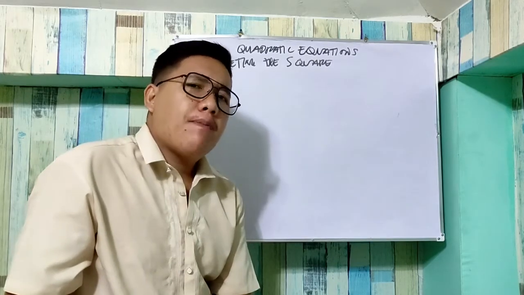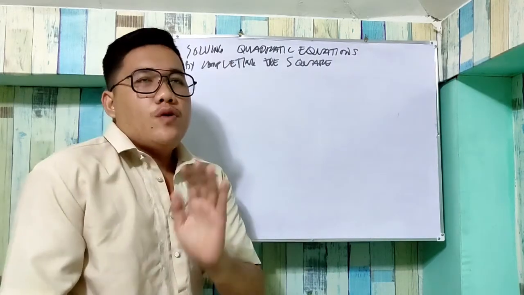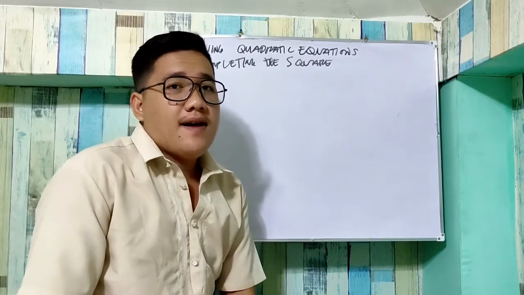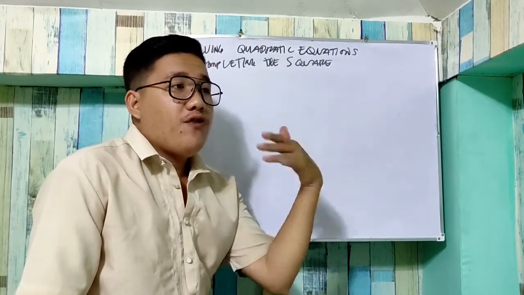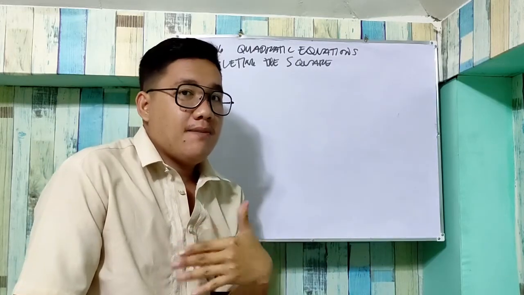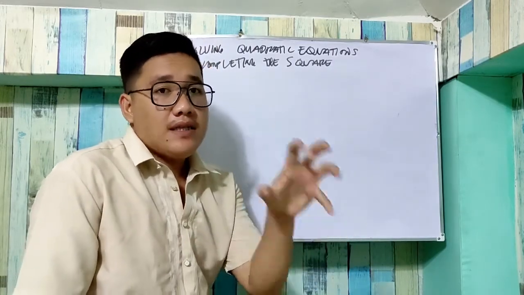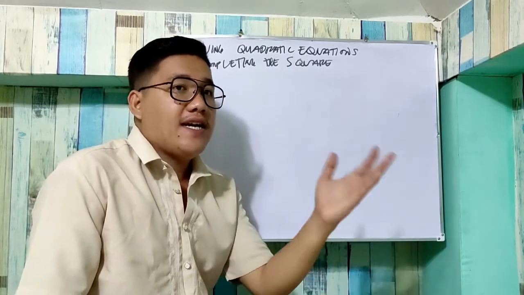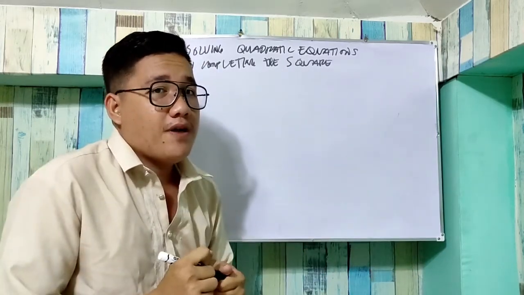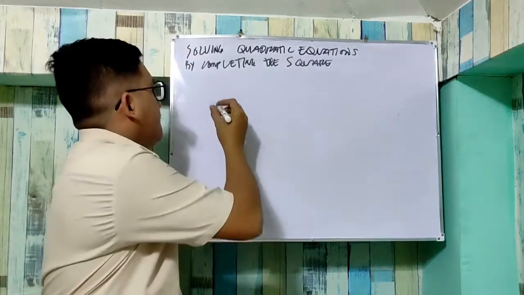Ano ibig sabihin natin ng perfect square trinomial? So, perfect square trinomial, it is a polynomial or a trinomial with three terms wherein the first and the last term are positive and perfect square, and the middle term is twice the product of the square roots of the first and last term. Here, a perfect square trinomial.